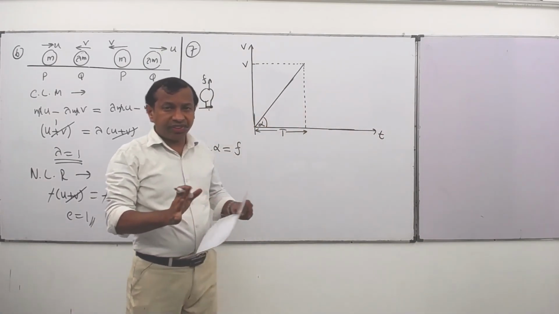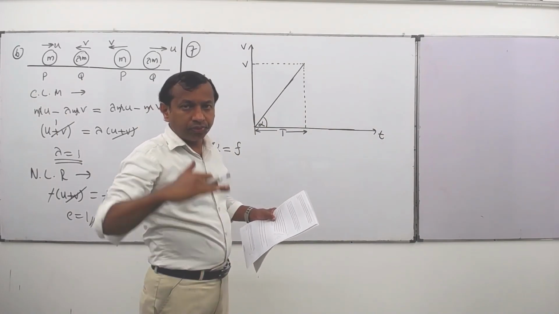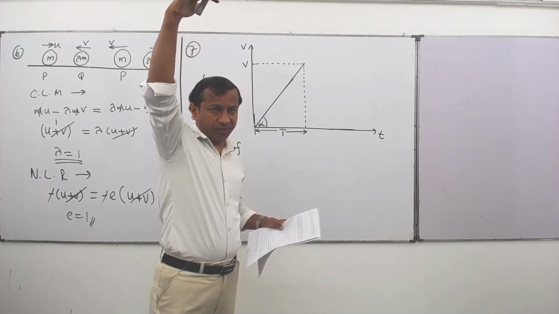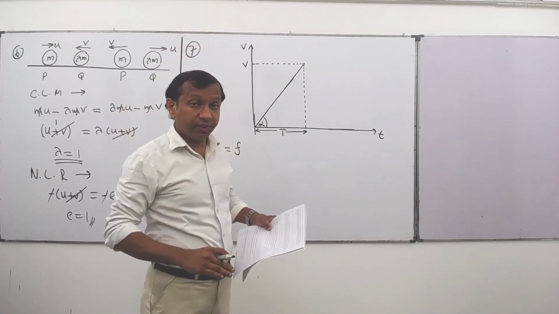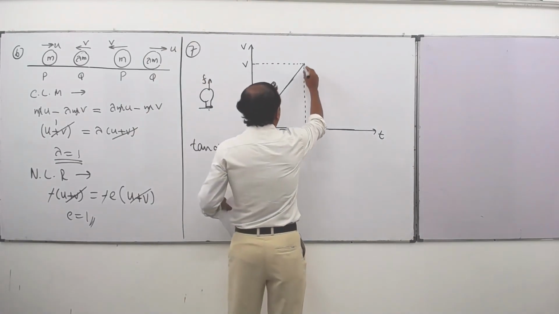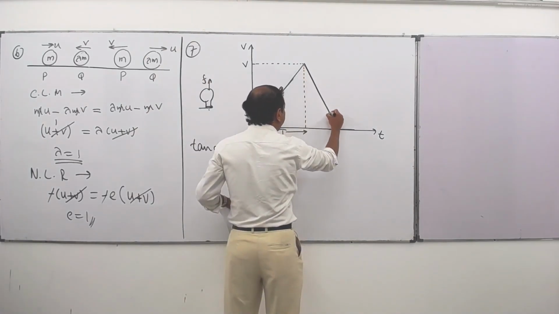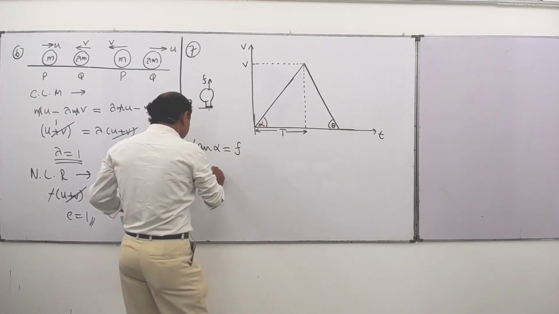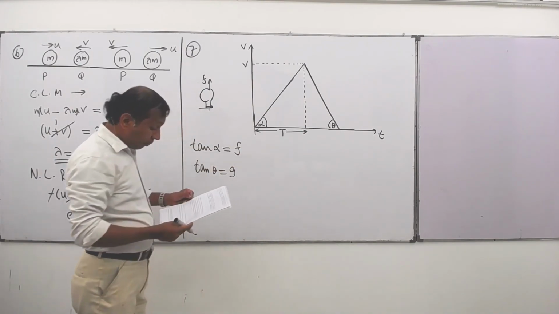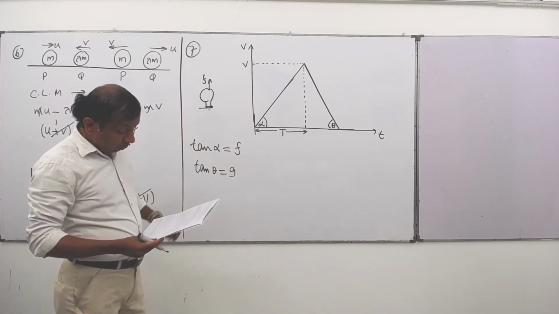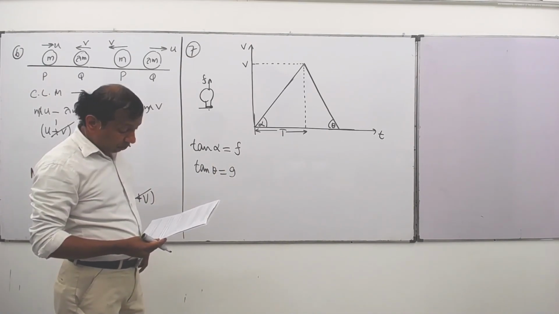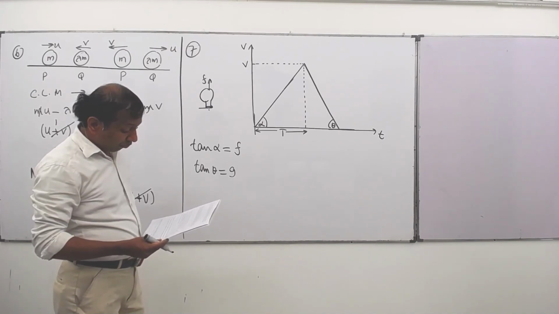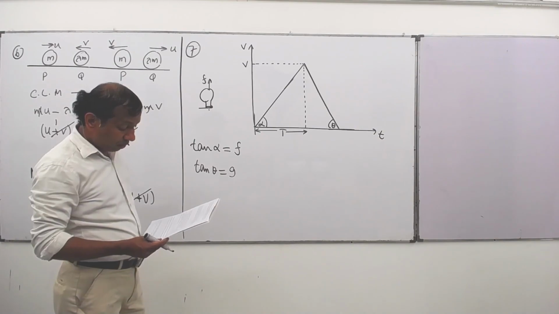After separating from the balloon, the ball moves still upwards until its velocity becomes zero. That is with retardation g. Velocity decreases like this. Suppose this angle theta, tan theta is equal to g. Let us ask in there: sketch the velocity time graph for the upward motion of the ball from t equals 0 until the ball reaches its maximum height. Find the maximum height reached by the ball in terms of F, T and g.